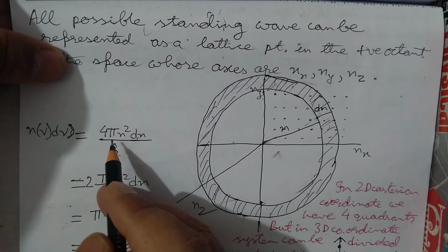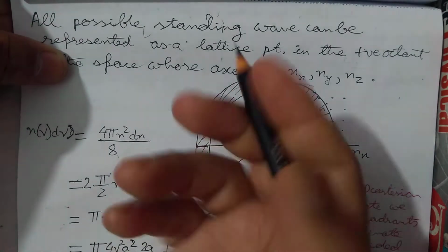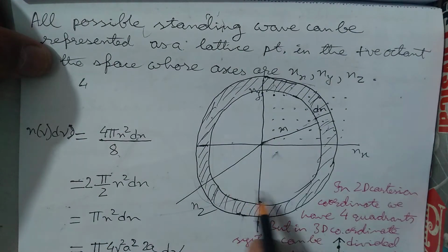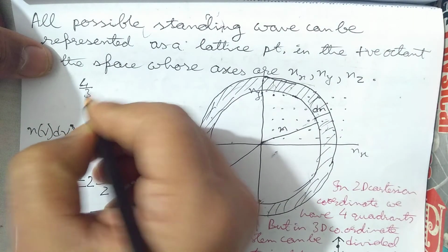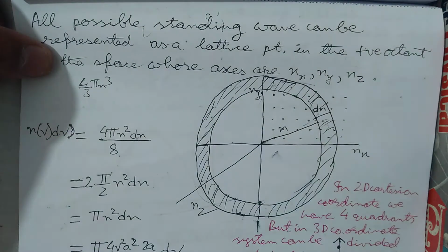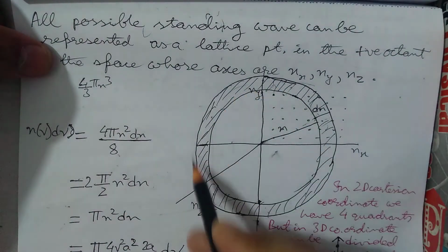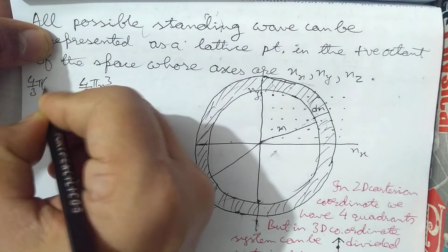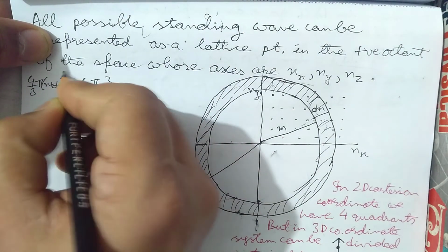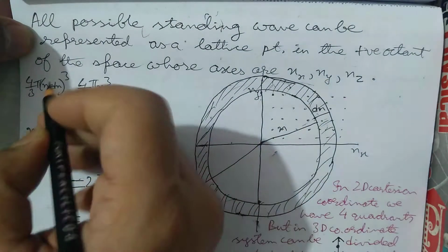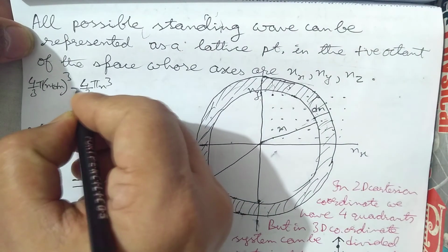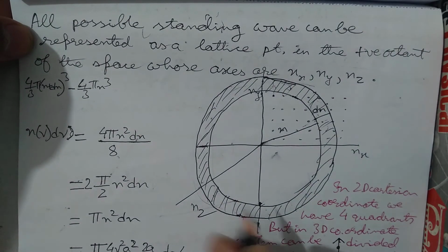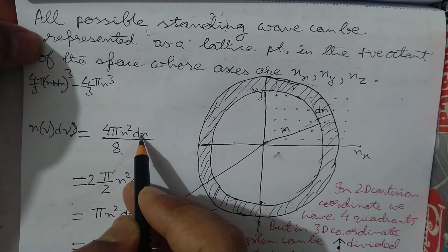Actually, it will be 4 pi n square dn. You can do it: the volume of the sphere with radius n is 4 by 3 pi n cube, and the volume of the larger sphere is 4 by 3 pi (n plus dn) whole cube. The volume of this region is 4 by 3 pi (n plus dn) whole cube minus 4 by 3 pi n cube, which comes out to be 4 pi n square dn only.